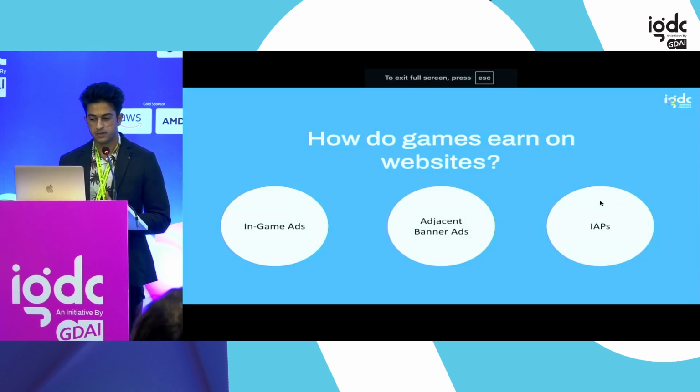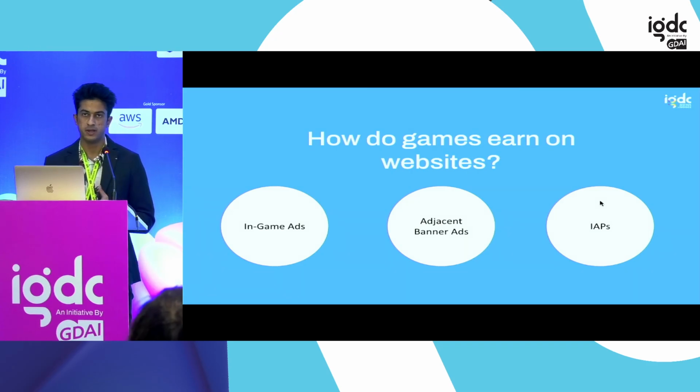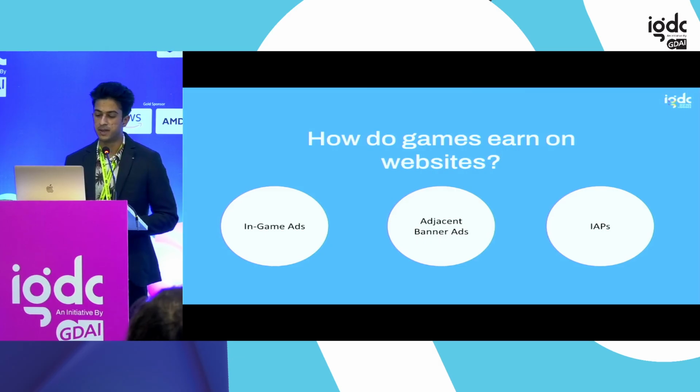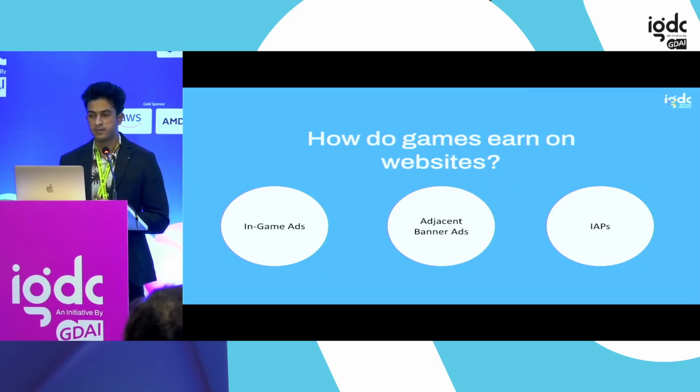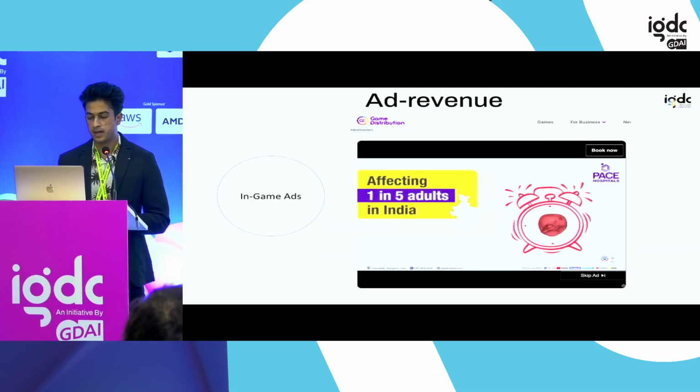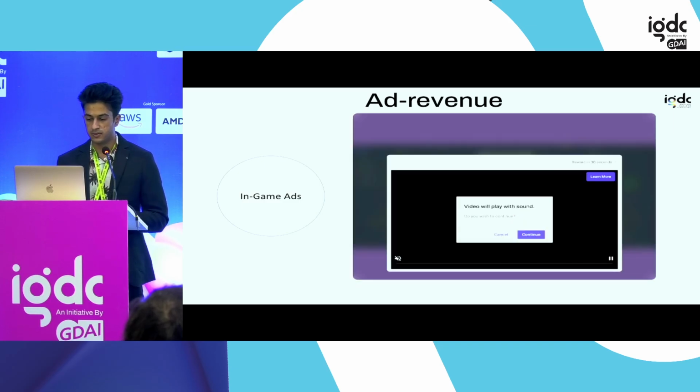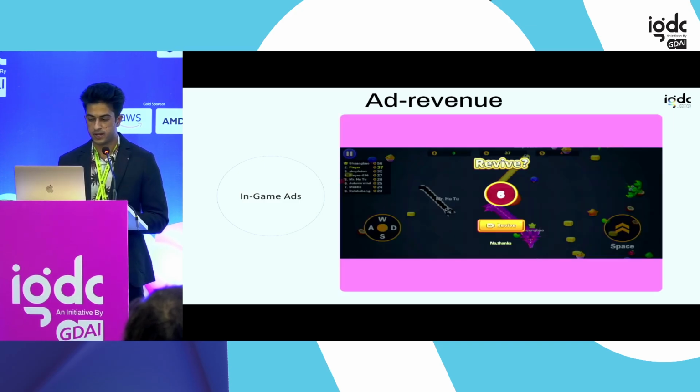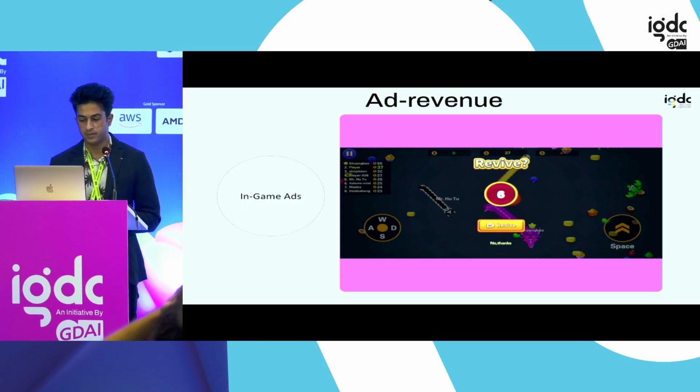But how do games earn on the website? How could you earn money by uploading your games to these websites? So the main answer is ads, in-game ads and banner ads. So IAPs don't really work well over here, but in-game ads are ads that are played during the game. These can be rewarded or forced ads. So you can see over here, rewarded ads, for example, if you die, maybe you watch an ad to revive yourself. This is the most popular format on the web.